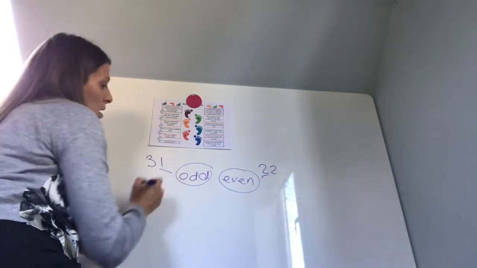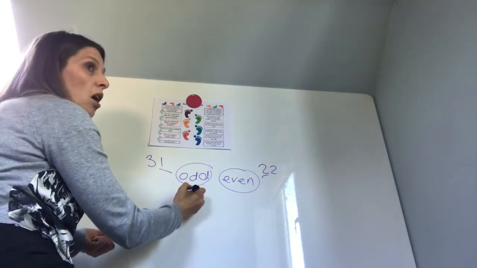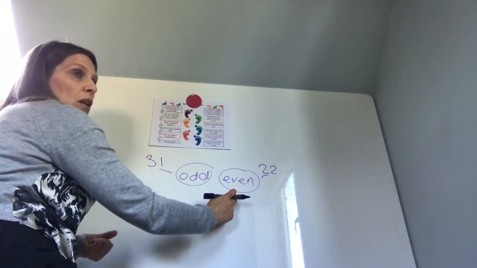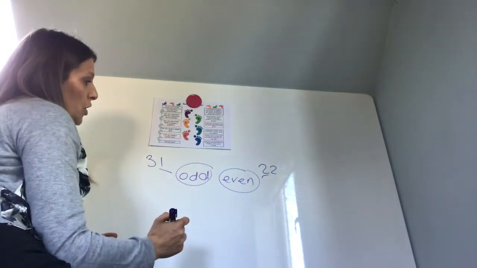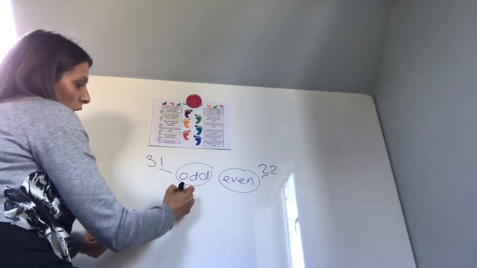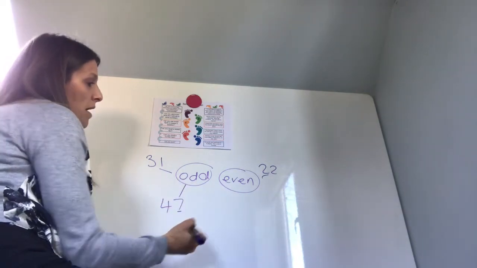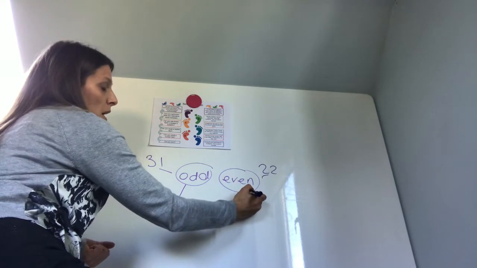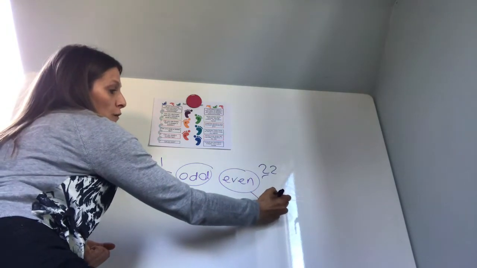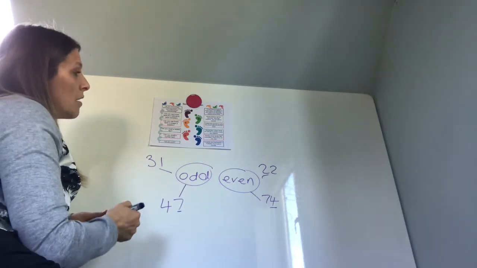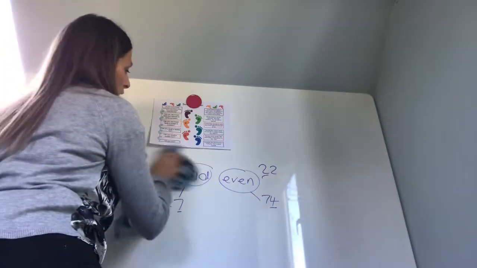Now remember, odd numbers are ones that can't be shared equally by 2, and even numbers can be shared equally by 2. So let's just do another 2. 47 would go here because that can't be shared equally by 2 because that's an odd number. This one might say something like 74 because that can be shared by 2. It's an equal number. Okay, so let's rub this off.